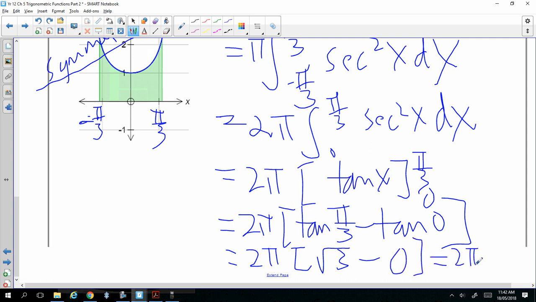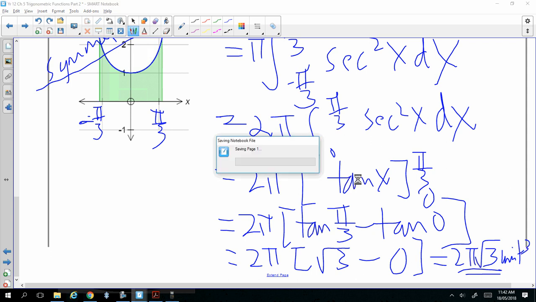Okay, good, done. Got one more question to go through. Area between two curves, then we're done. Area between two curves.